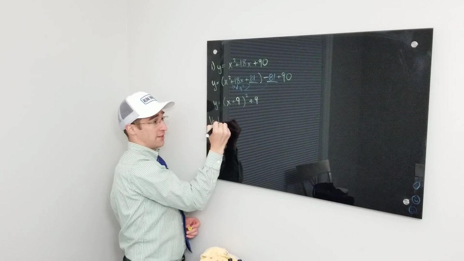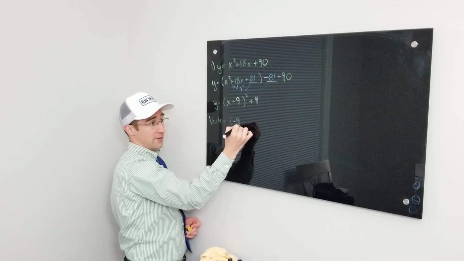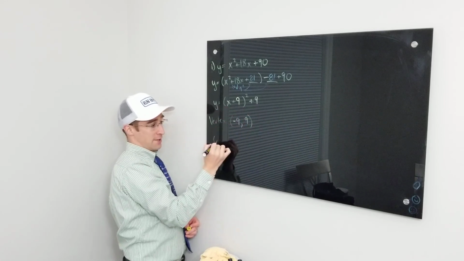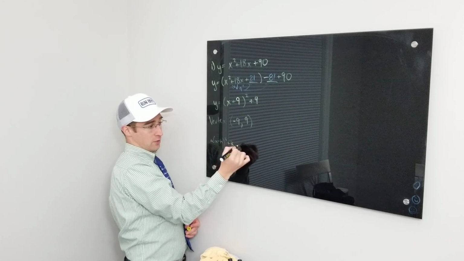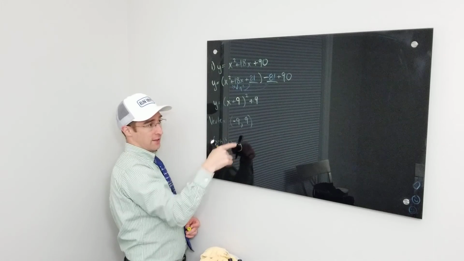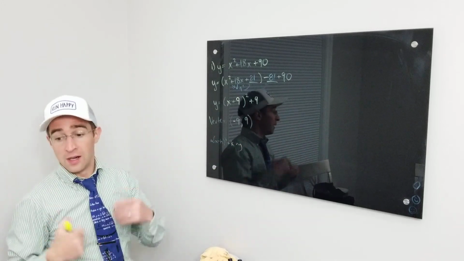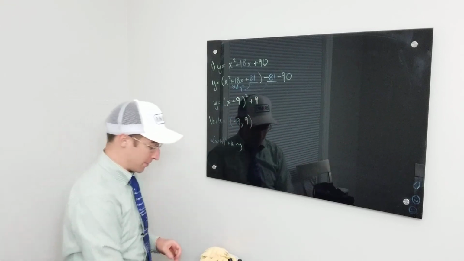That's my vertex form equation. And the vertex, remember, is going to be the opposite of this number for the x, so negative 9, comma, that number for the y. Right? Because it's a times x minus h squared plus k. H comma k, opposite of this number. Okay, that's all you have to do for problem 1. I'm going to do problem 2, then you're going to do problems 3 and 4 using these 2 examples.